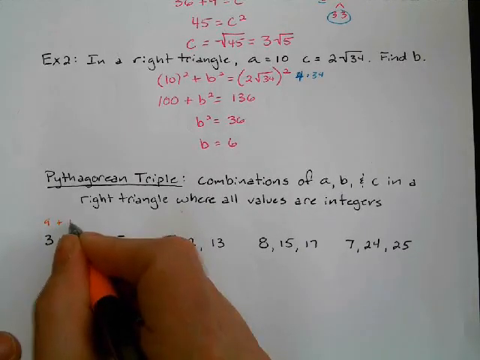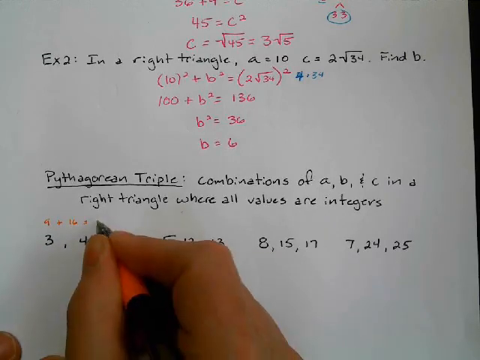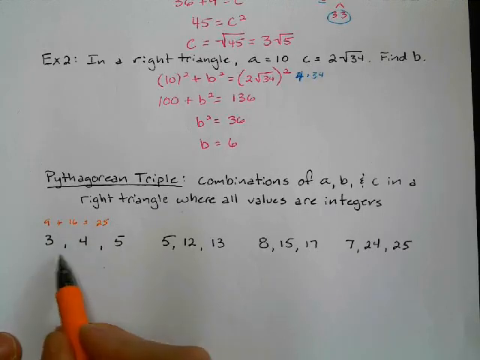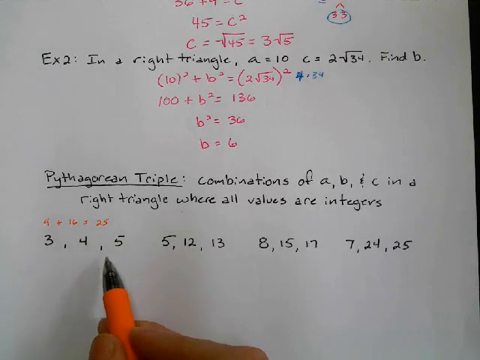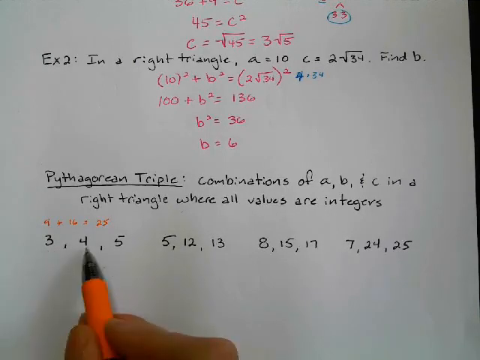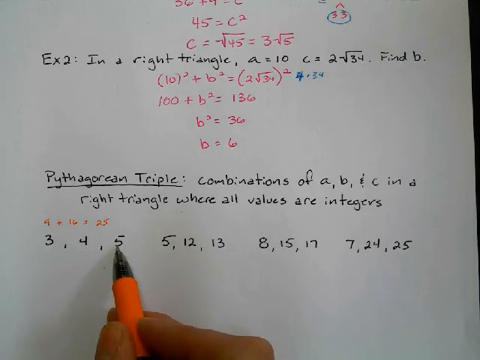So 3, 4, 5 is a Pythagorean triple because 3 squared is 9, 4 squared is 16, and 5 squared is 25. So 9 plus 16 is 25. So 3, 4, 5 are 3 whole numbers that fit the Pythagorean theorem. The 3 would be the leg, this would be the other leg, and then 5 would be the hypotenuse.